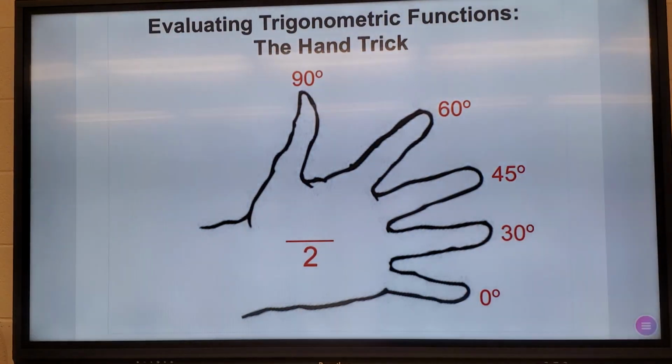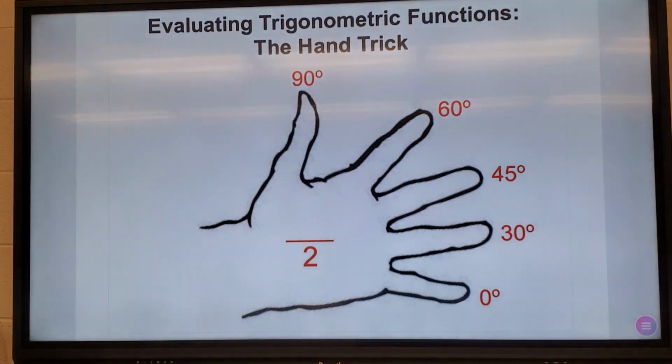Okay, evaluating trigonometric functions using the hand trick. Okay, I'm going to give you a hand here, pun intended. Okay, if you look at the palm, there's always a over 2 in your palm, and then each finger represents a degree measurement for a reference angle. Okay, going up, we start with the pinky, that is 0 degrees. The ring finger is 30 degrees. Your middle finger is 45 degrees. Your index finger is 60 degrees. And your thumb is 90 degrees.